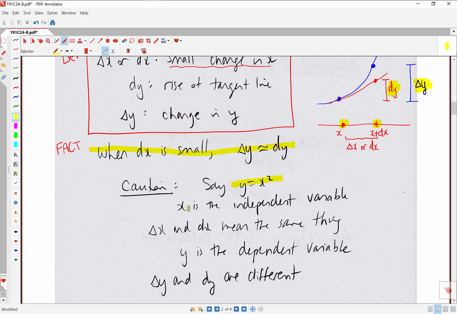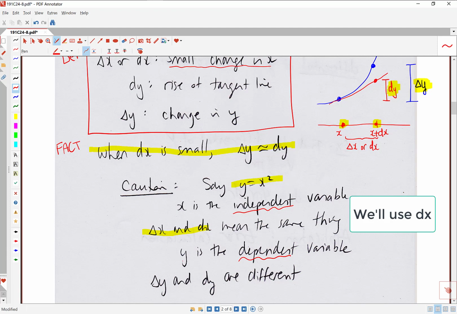So x is the independent variable, and delta x and dx mean the same thing. So when you're talking about your independent variable, delta x and dx, they just represent a small amount of change in that independent variable. Whereas y is our dependent variable. So I'm just going to underline these important words here. So x was the independent variable, delta x and dx mean the same thing, whereas y is the dependent variable.